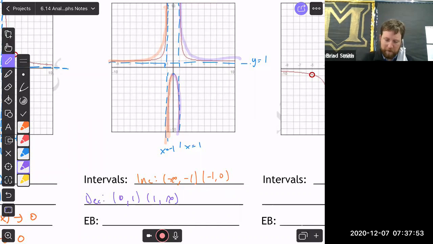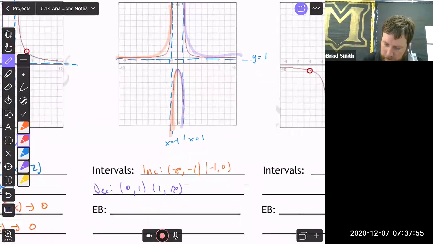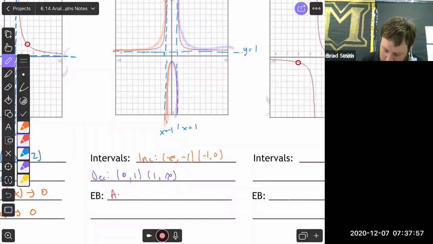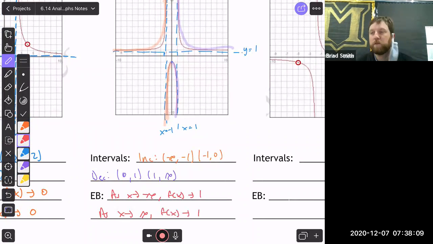Now, my end behavior, nice and easy. You're going ahead and listing it. So as x approaches negative infinity, my f of x is going to approach my horizontal asymptote, which is 1. And then as x approaches positive infinity, my function is going to approach my horizontal asymptote, which is 1. That's all we got.